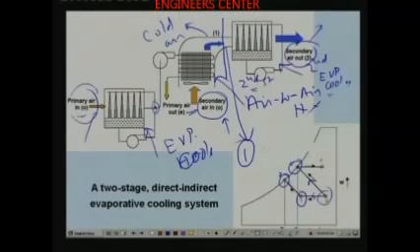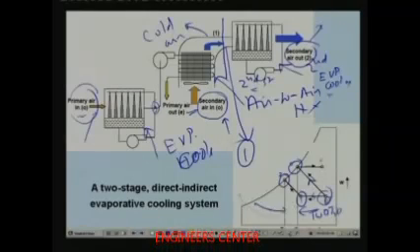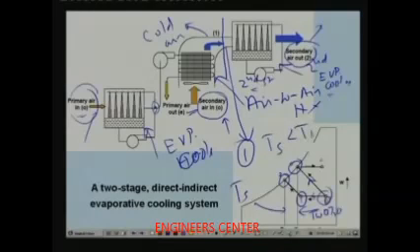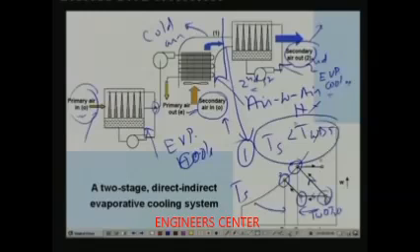Now, you can see that this temperature T2 is much lower than the wet bulb temperature corresponding to the inlet air, that is nothing but this. This is the wet bulb temperature corresponding to outdoor condition, and this is your exit temperature Ts. So, you can see that Ts is lower than the wet bulb temperature. So, this is a simple two stage system.